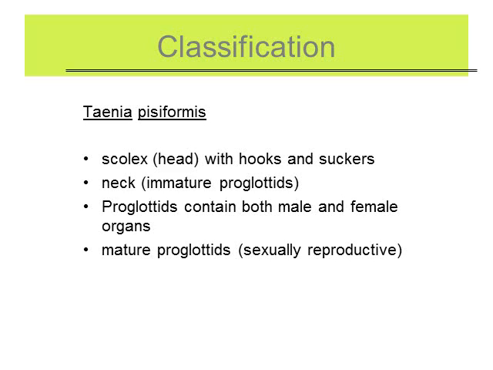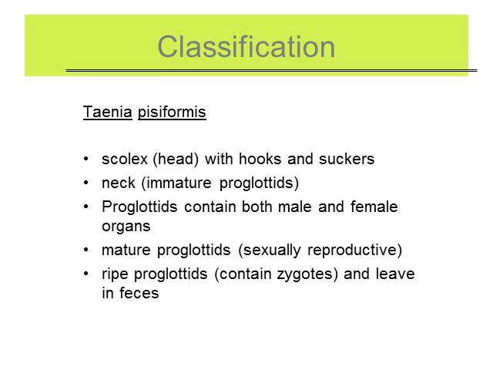Again, as the proglottids move down the body, they become mature, and they will self-fertilize. They will produce eggs and sperm, and then they will fertilize those eggs. So once you get to the very end of the tapeworm, this is where the ripe proglottids would be found, and these would contain the fertilized eggs, or the zygotes.